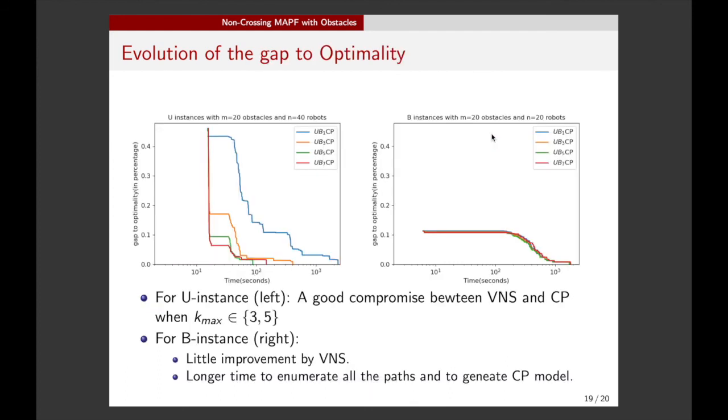And for the evolution of the gap to optimality, for U instance, the result is similar to the case without obstacles. The difference is that LSAP takes more time to solve. It's because the function to check if two paths are crossing or not has a quadratic time complexity. On the right, for B instance, the horizontal part is longer than in the case of U instance because VNS doesn't improve much the upper bound, so it takes more time to find the relevant paths and to generate a CP model. In general, the B instance is much harder than the U instance.